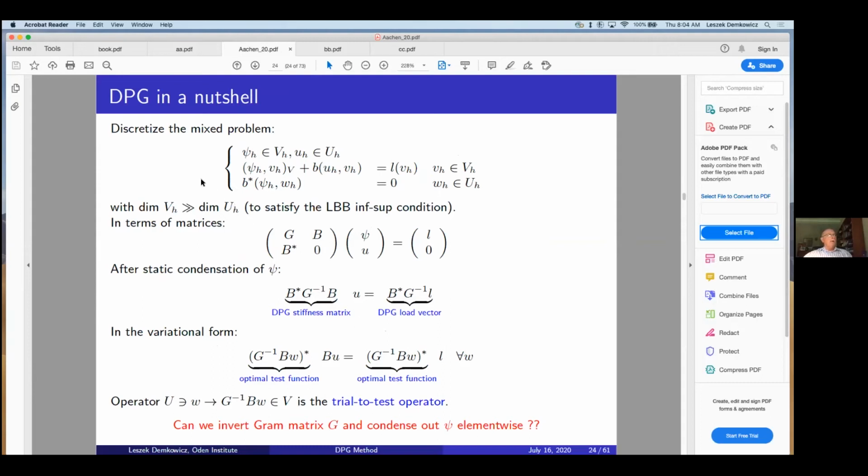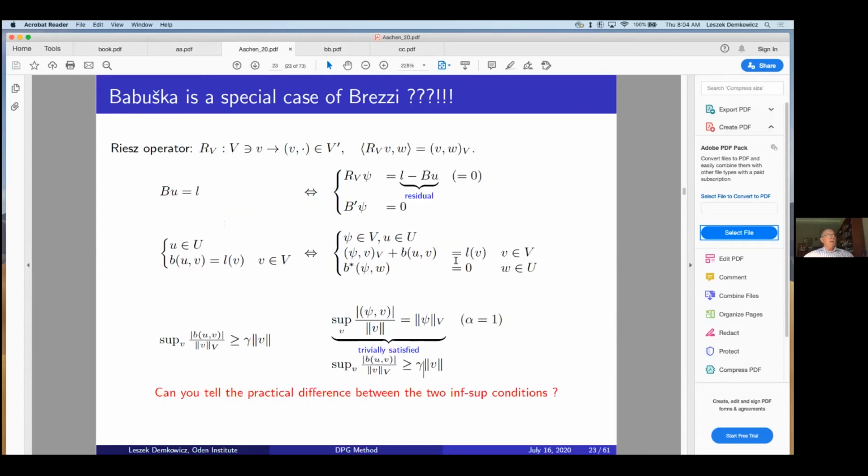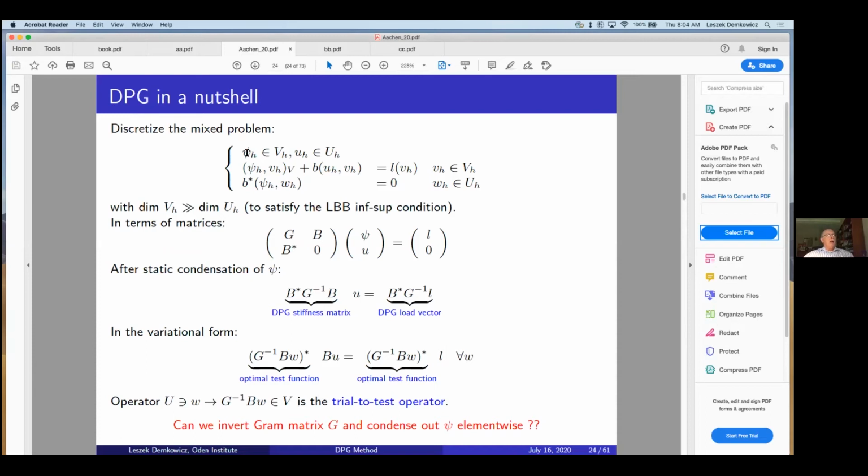So now, DPG in a nutshell, or more precisely, Petrov-Galerkin with optimal test functions in a nutshell, because we don't have broken test spaces yet. You take this mixed problem, here it is, and you discretize it. So you add a letter h. Everything is discrete, otherwise fully conforming discretization. But you do anticipate that the dimension of the test space will be larger than the dimension of U_h in order to satisfy the discrete LBB inf-sup condition.